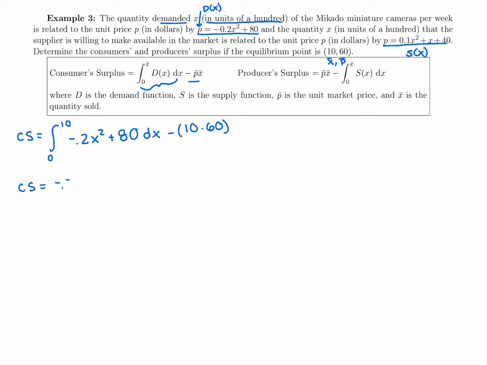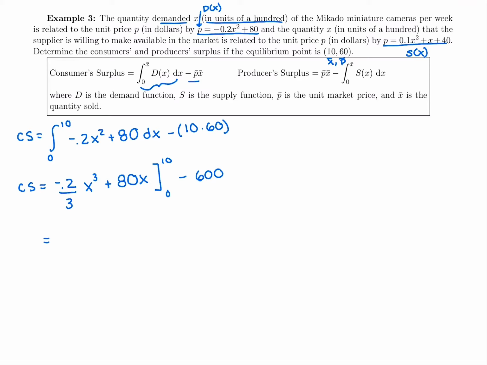I have negative 0.2 as my constant multiple, so I'm going to keep it. 2 plus 1 is 3, so we're going to divide by 3 and raise x to 3. The antiderivative of a constant is that constant times x, normally plus c, but here we have an evaluation bar from 0 to 10. And then we have minus 10 times 60, which is 600, which I will work with last. First thing I'm going to do is plug into my integral. I'm just going to do it piece by piece.